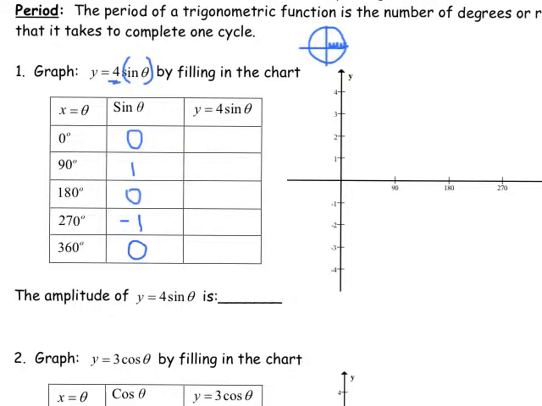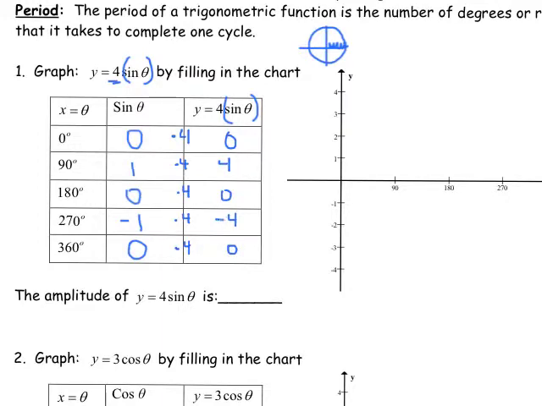Now let's take that sine, because this column just represented the sine, and multiply it times 4. So 0 times 4 is still 0. 1 times 4 is now 4. 0 times 4 is still 0. -1 times 4 is -4. And 0 times 4 is still 0.